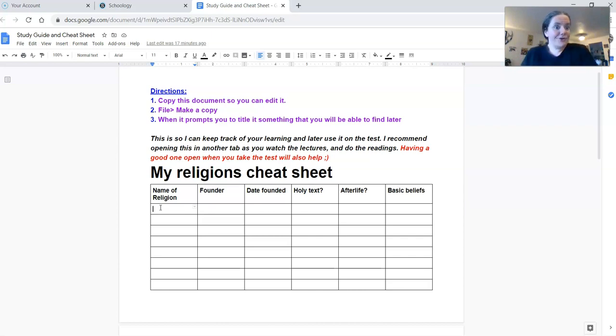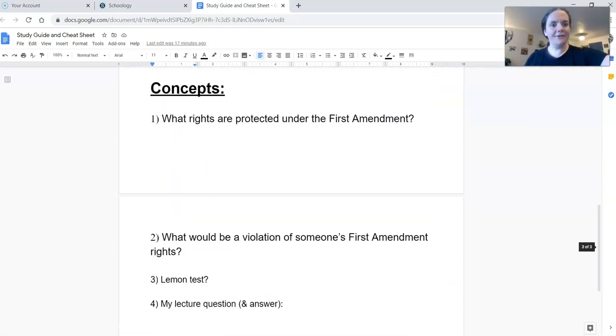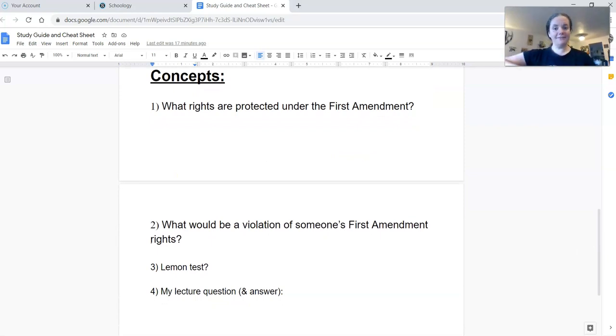Anyway, what I'm talking about is, if you go all the way down into the concepts section, those are the questions that we have for today, right? What rights are protected under the First Amendment? What would be a violation of someone's First Amendment rights? 3, what the hell is the Lemon Test? And 4, at the end, there are some discussion questions.